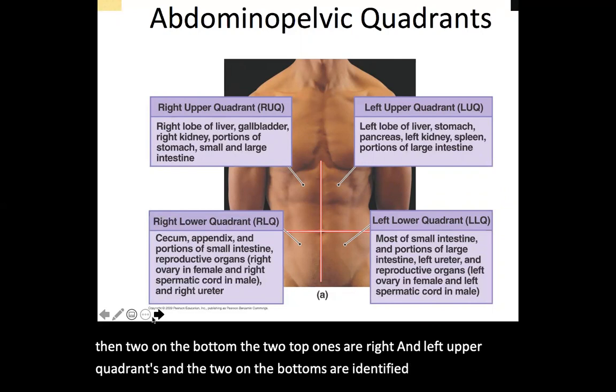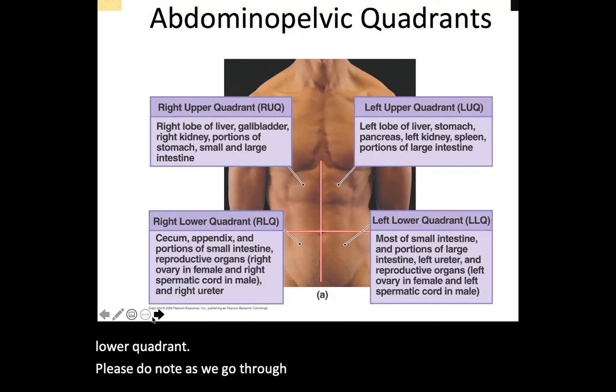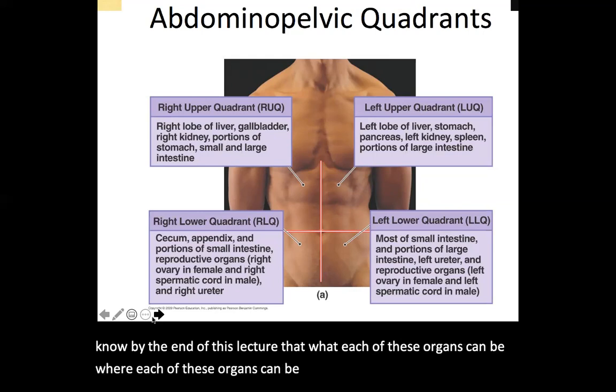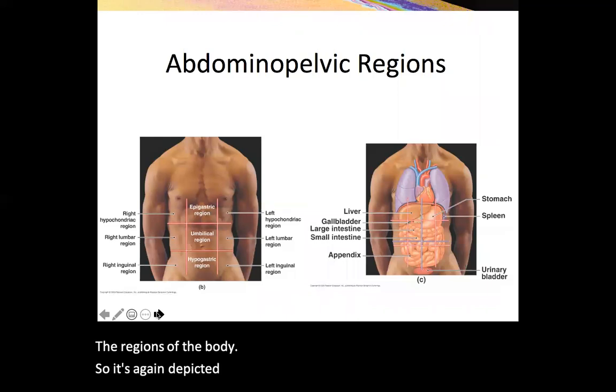left lower quadrants. Please do note as we go through the PowerPoints, I do expect you to know by the end of this lecture what each of these organs are and where each of these organs can be found based on the quadrants and the regions of the body. So it's again depicted in the picture right here.